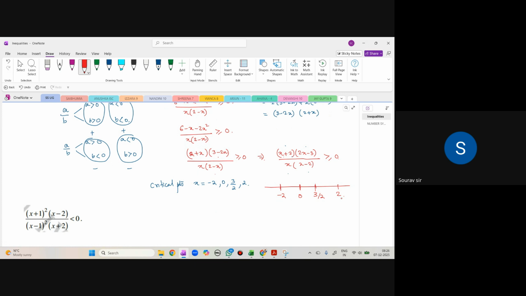Now, what happens when you are in this region, which means you are less than minus 2? When you are less than minus 2, then all the 4 terms are negative. So in this region, you have negative into negative by negative into negative, which means positive by positive, that means it will be positive. So the expression will be positive here.